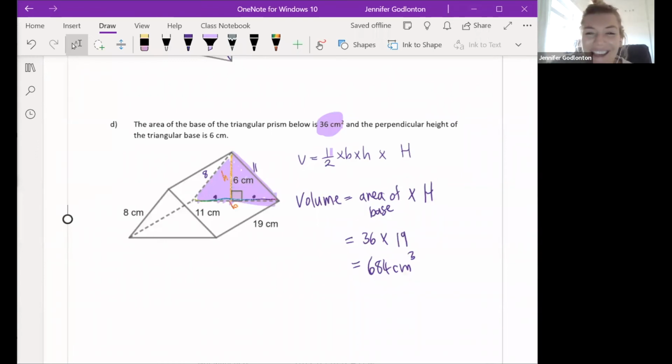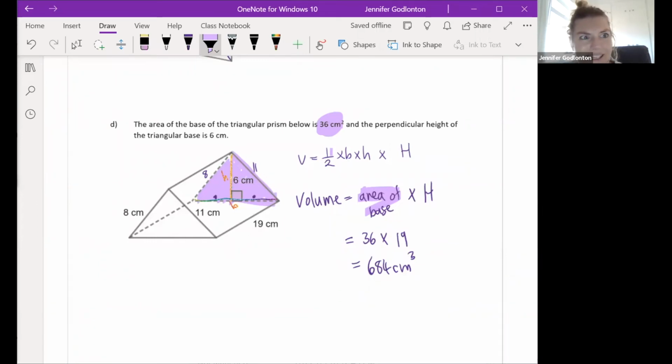So the key with this one was to just think, our universal formula for the volume is the area of the base times the height. That's it. And they told us what the area of the base was. They said the area of the base is 36. So we can just say 36 times 19. Nice job. Well done for spotting that.